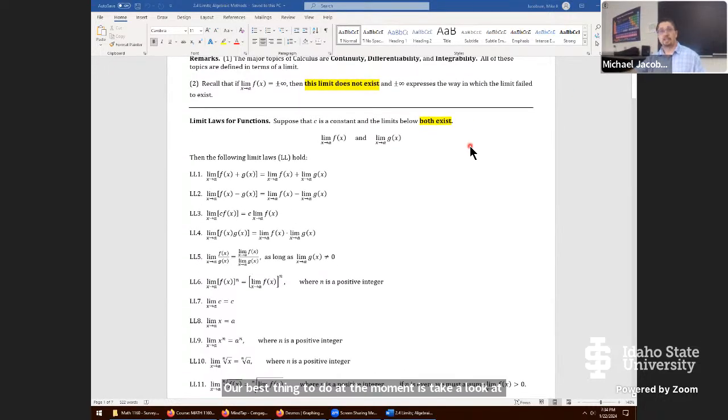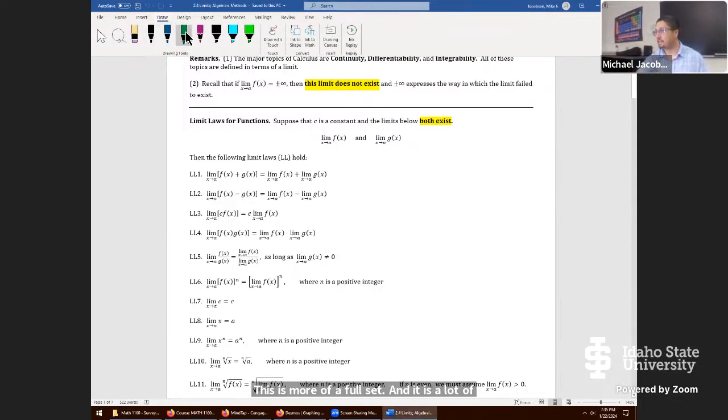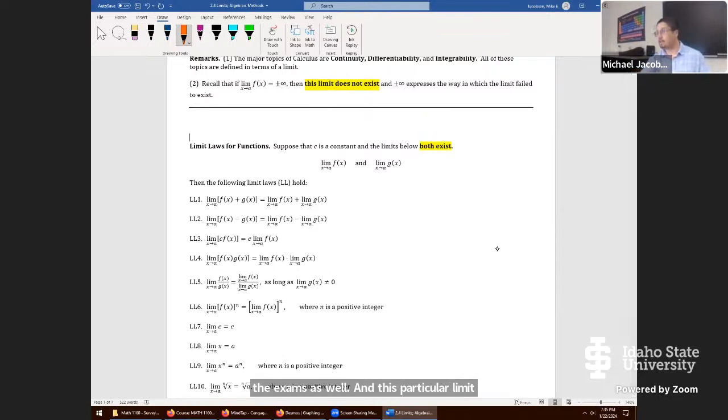Well, here are the limit laws. There's more than we saw on the first day of class, section 2.2. This is more of a full set, and it is a lot of information, but I do want to say right away, our exams are closed notes, but I do provide documents on the exam as well. And these particular limit laws will be provided on exam 1.